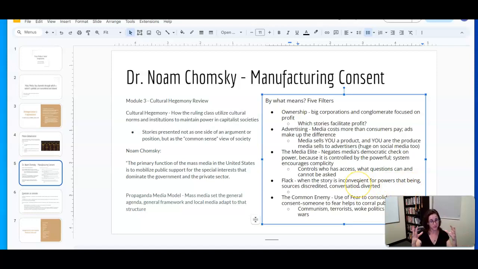But Chomsky says that because the media is owned by fewer and fewer groups of people, it is not able to be a tool for check and balance on government and corporate power. Because the corporations themselves are directly connected to government power, they end up putting forward their own ideas, their own agendas about how society ought to be organized. And so we don't actually end up having a democratic check on government through the press, because the elites are actually controlling that system to begin with. So, control. This is going to be things like controlling who has access, what questions can and cannot be asked.